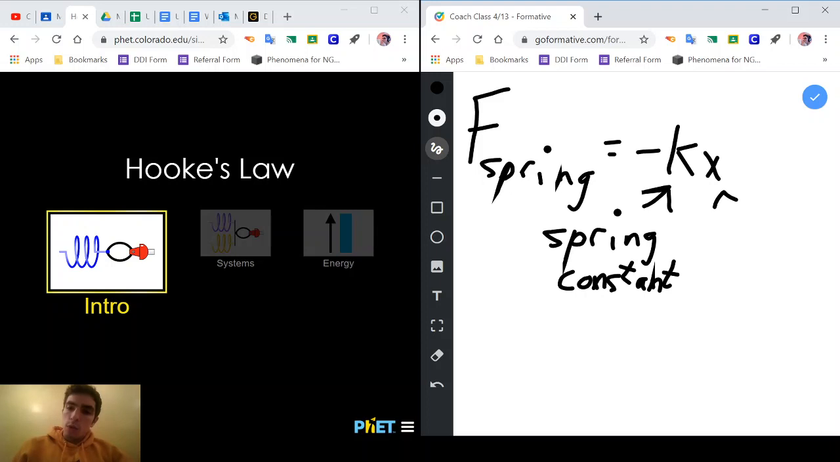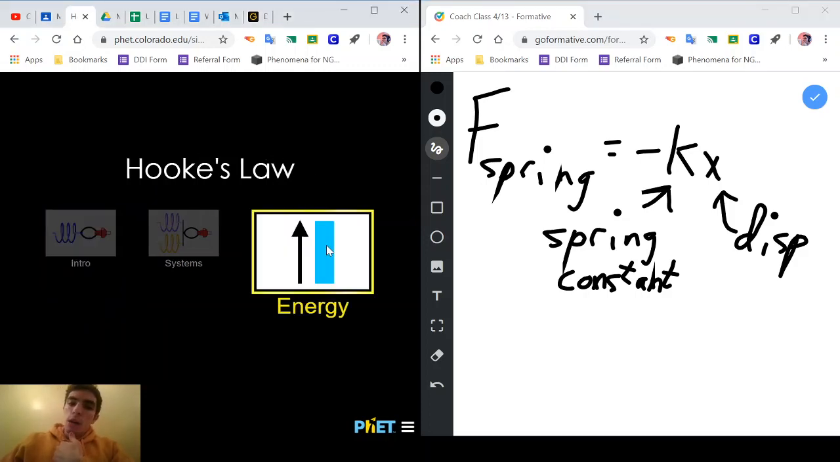And x was a familiar thing, displacement, but it sort of meant a different thing for us when we were talking about springs than it has before. So I'm going to come over to this simulation to just remind us what displacement looks like and get us into our work for this end of the week. So we were working with intro for our Monday, Tuesday, Wednesday work. Now we're going to come over to this energy slot for today.